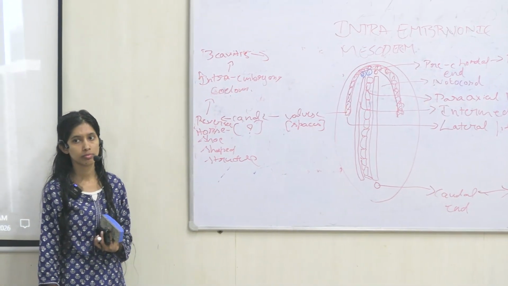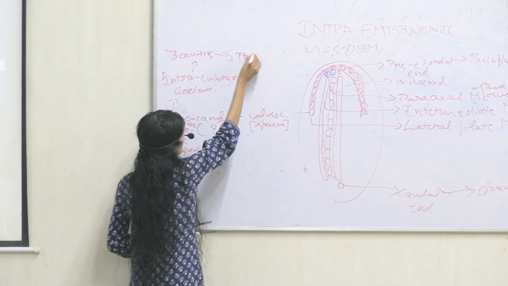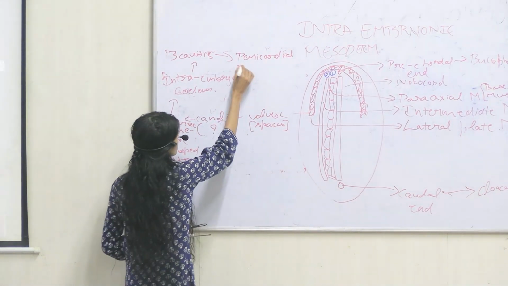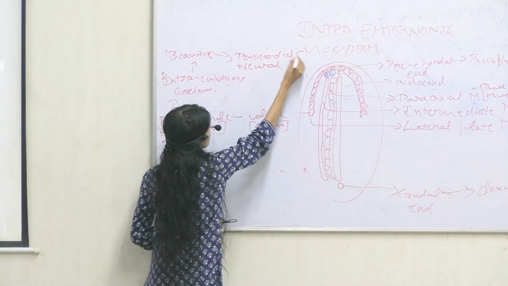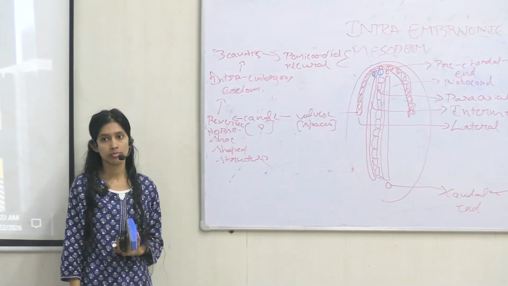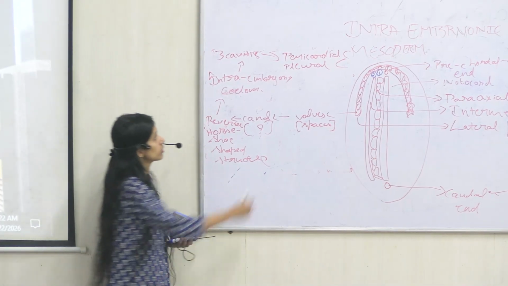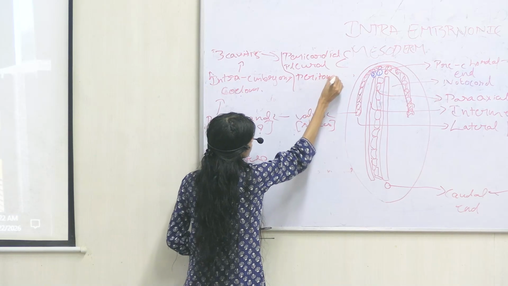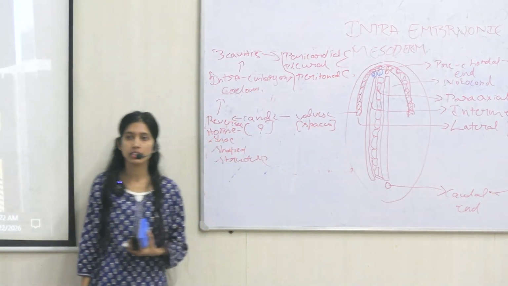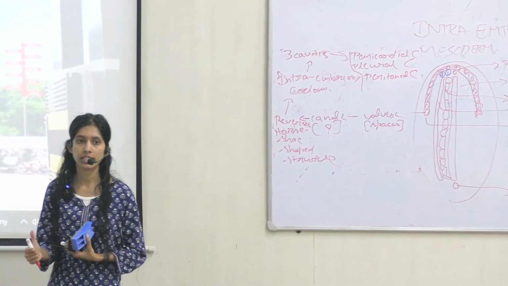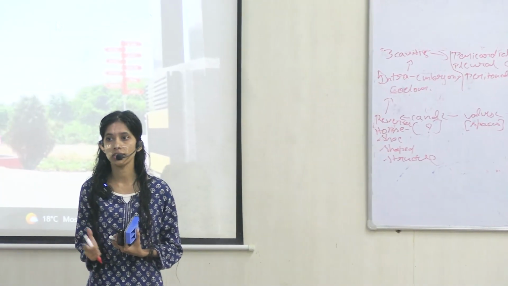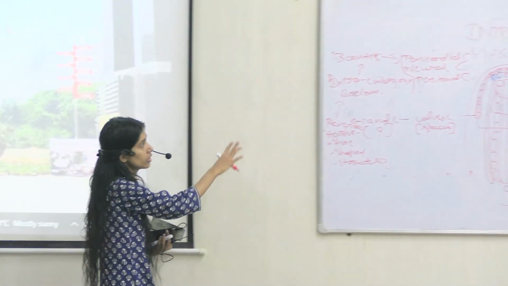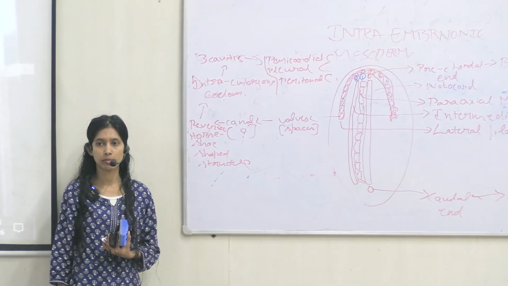What are those? Pericardial, followed by pleural cavity, then one more, the last one is peritoneal cavity. All 3 cavities start with P. Pericardial cavity, followed by pleural cavity, followed by peritoneal cavity. These are the important structures that will arise from your lateral plate mesoderm.